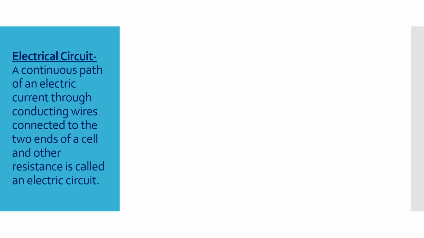Then we are going to learn what is an electric circuit and how to draw it. Now electric circuit, its definition can be written as a continuous path of an electric current through conducting wires connected to the two ends of a cell, and other resistance is called an electric circuit. This is the definition of the electric circuit.